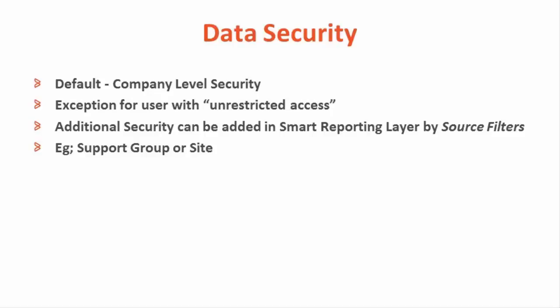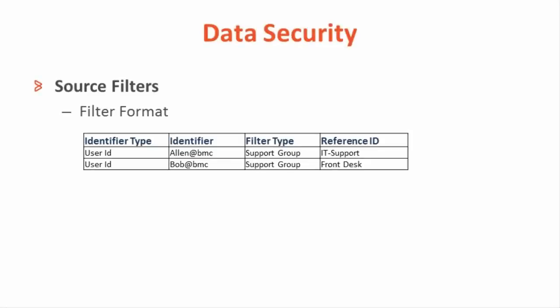But before we go into the demo, let's look at what kind of filters we need to configure in the source. These filters are basically key value pairs. They consist of 4 elements: identifier type, identifier, filter type, and reference ID. Identifier type will always be user ID because we are implementing this filter per user. Identifier will be the corresponding user ID existing in Smart Reporting. We create users in Smart Reporting as Remedy login ID plus client organization name in Smart Reporting, followed by the @ symbol. So my user ID will be Alan at BMC.